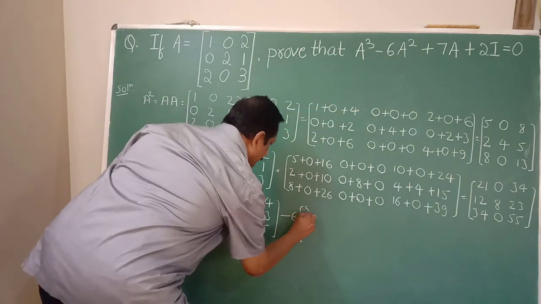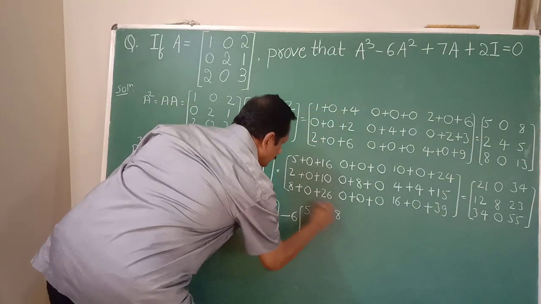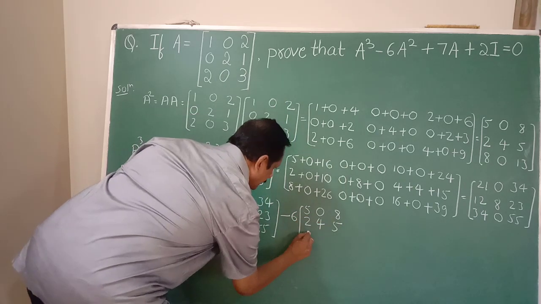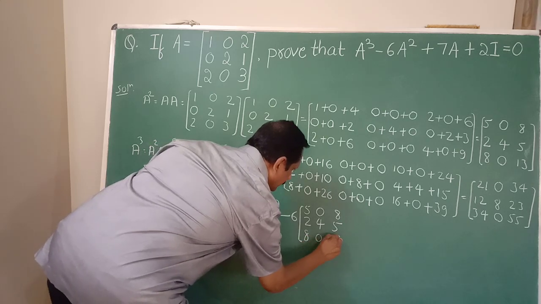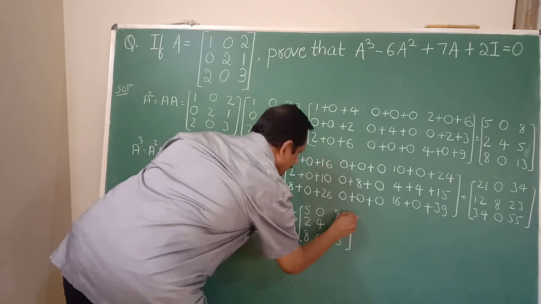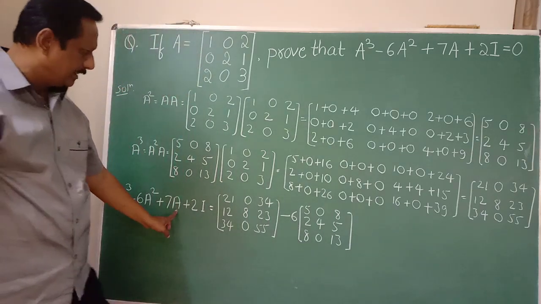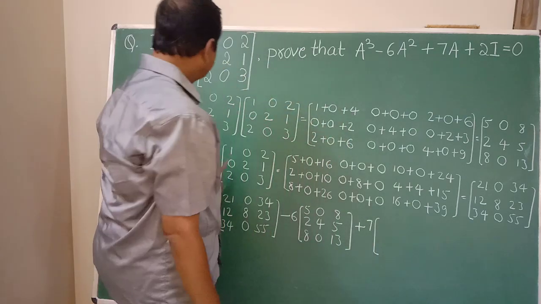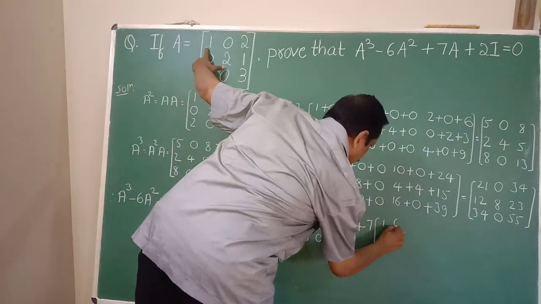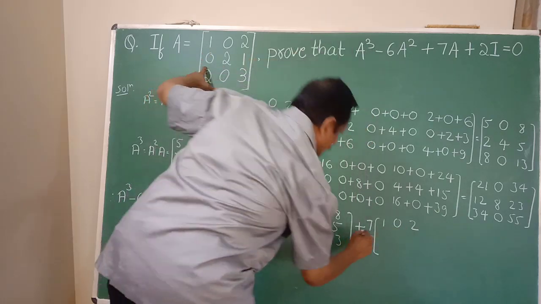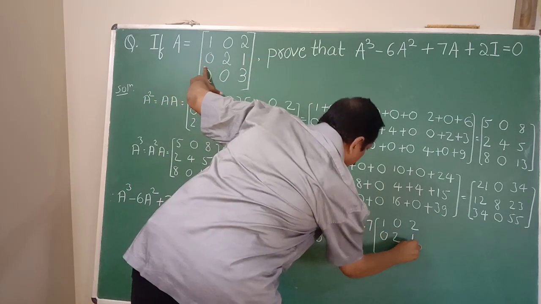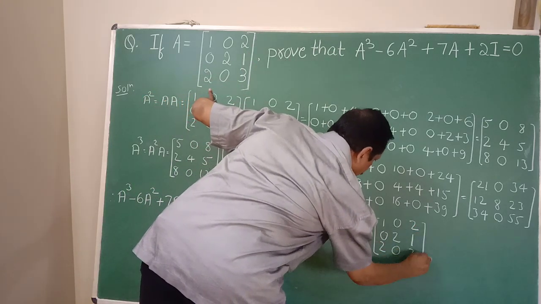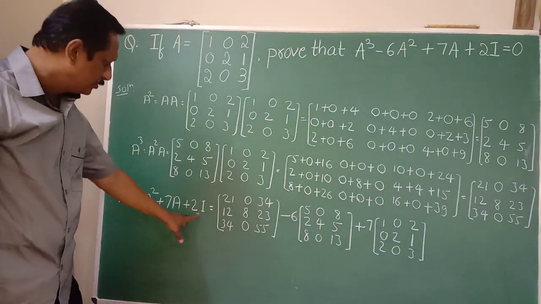So right here 5, 0, 8, then 2, 4, 5, then 8, 0, 13 here. Make it complete here. Then 7 into A plus 7 into, here A is this matrix here. So 1, 0, 2 here. Then 0, 2, 1, 2, 0, 3 here. 2, 0, 3. Make it complete.